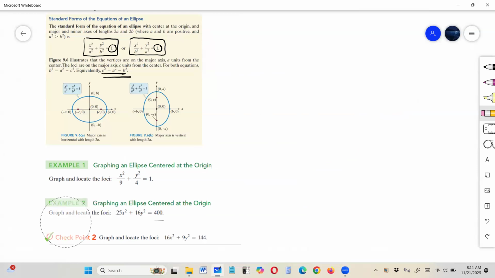The ellipse, again, is not given to you in standard form, so we have to put it in standard form. 16x squared plus 9y squared equals 144. I recognize that this is not a circle because the coefficients of x squared and y squared are different. So it's an ellipse, which means I have to have 1 on the right side, which means I have to divide everything by 144.